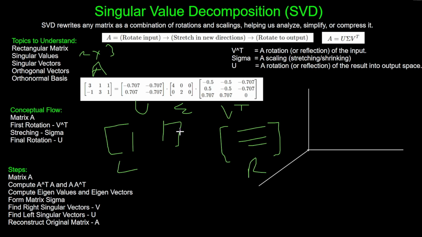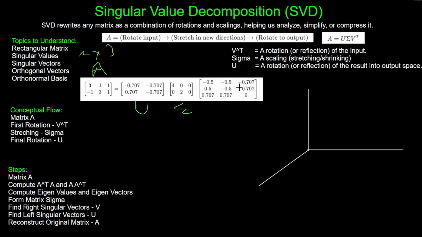Sigma is a rectangular matrix. It has the same dimensions as the input, which in this case is rectangular, and the diagonal will be the singular values, which are the square root of the eigenvalues. Let's represent it with sigma. So this is what the components of this equation represent. Let's take an example.